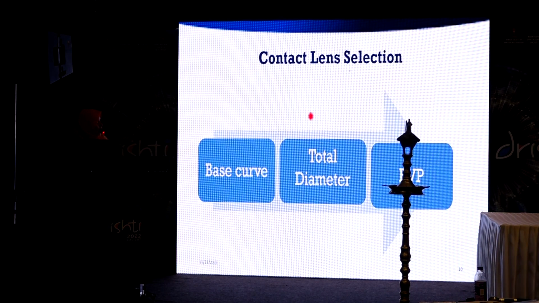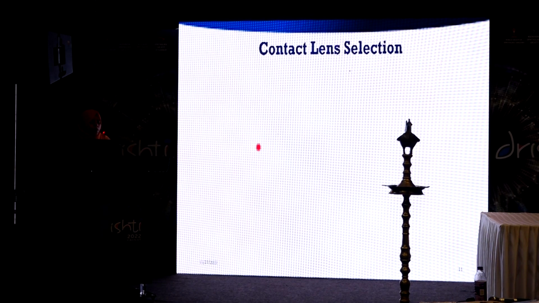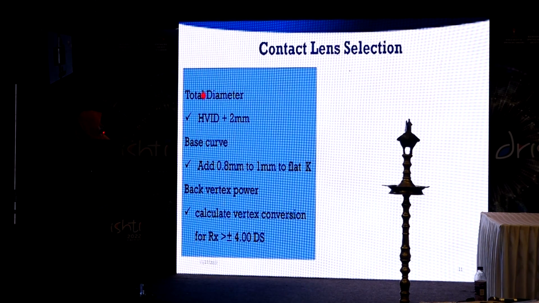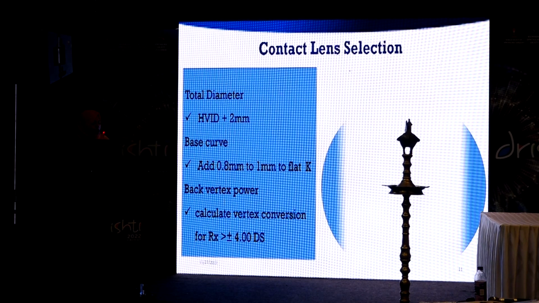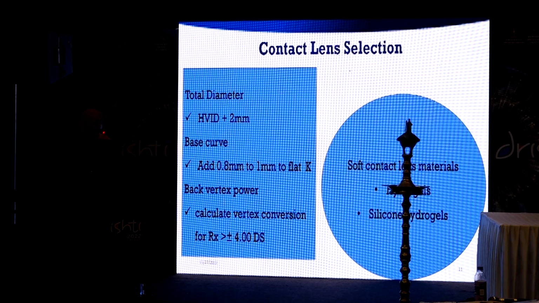It will vary. And also for contact lens selection: base curve, total diameter, and also the back vertex power. If we are calculating the total diameter, we have to take HVID plus 2, and for base curve we have to add 0.8 to 1 to flat K. And back vertex power has to be calculated with the vertex conversion for spectacle refraction plus or minus 4 diopter. And the material can be chosen from hydrogels and silicone hydrogels.